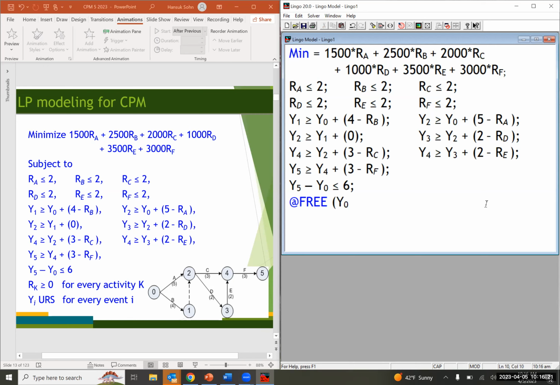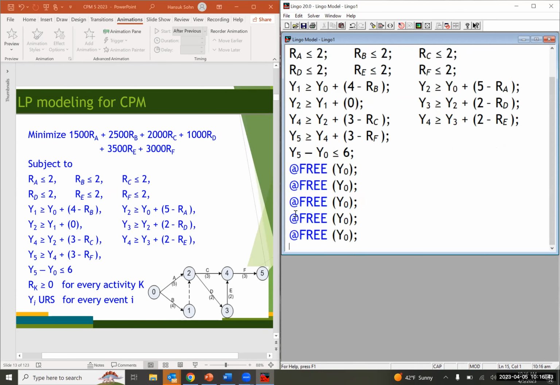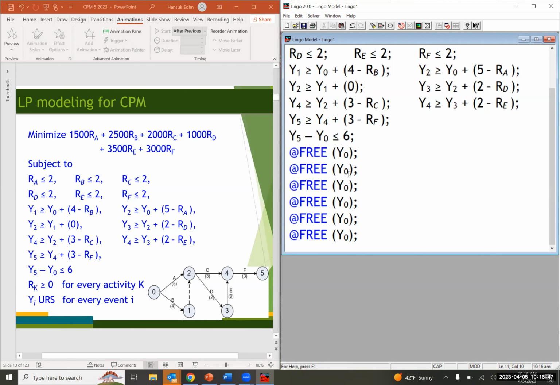That's going to be y sub 0 through y sub 5, right? So I'm going to just copy here. Okay, and then I'm going to just copy paste down here, and then change this to 1, 2, 3. Okay, let's just see what happened later.